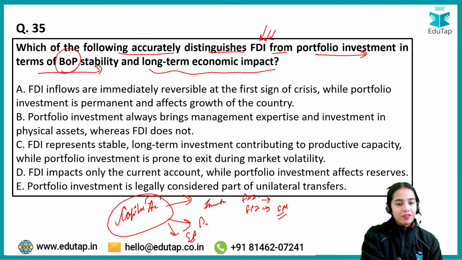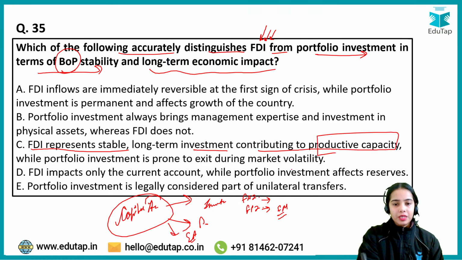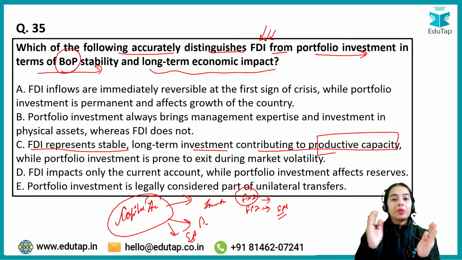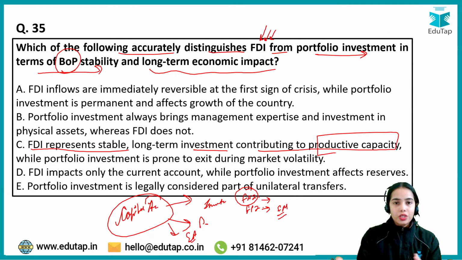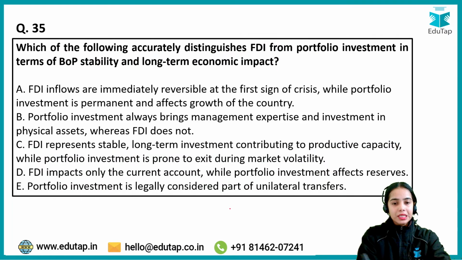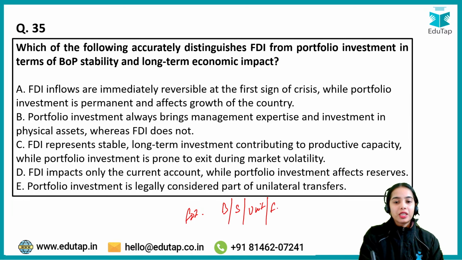So now FDI and FPI, what is the difference? Okay, I'm getting the answer C. Very good. FDI represents stable, long-term investment contributing to productive capacity, because if direct investment is happening, that means it is a long-term investment. The foreign entities are opening their subsidiaries and branches in our country, or investing in a huge amount in the shares of the Indian company. They are opening their units and factories in our country. That requires heavy and long-term investment.